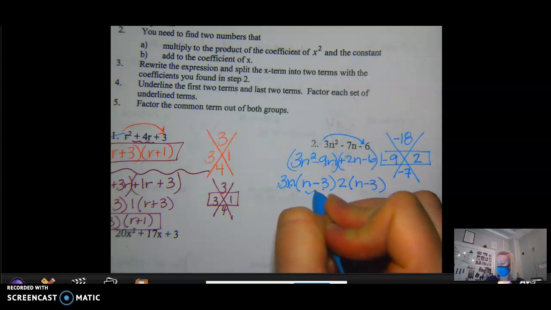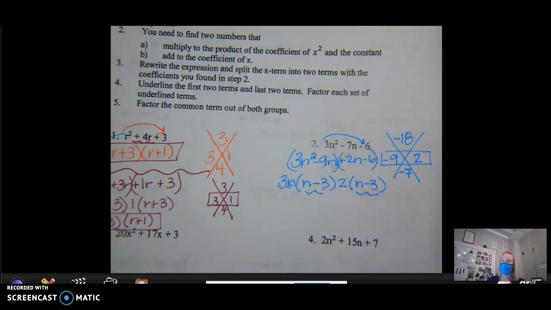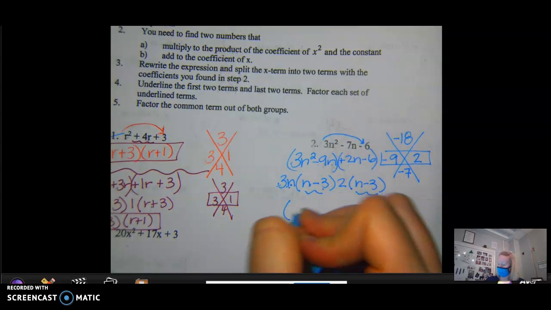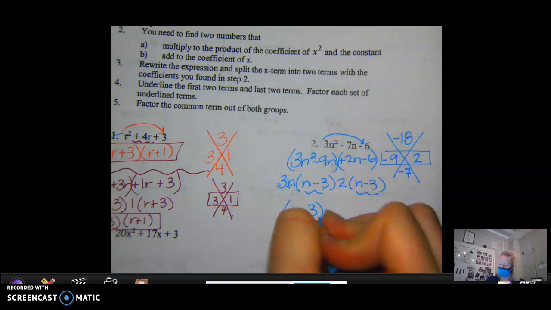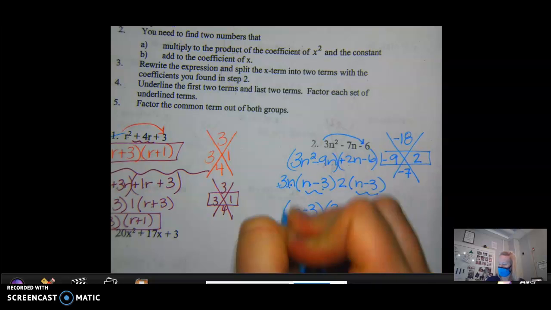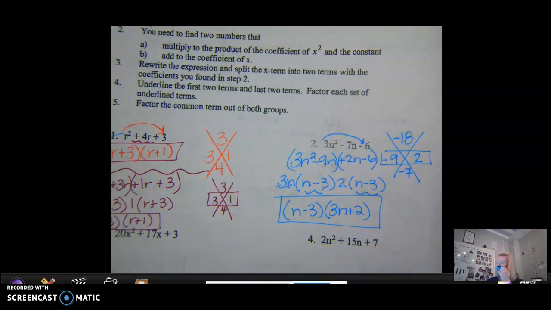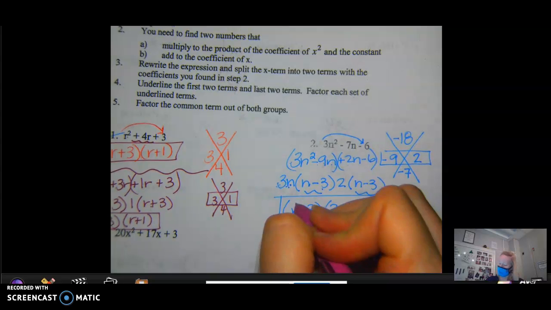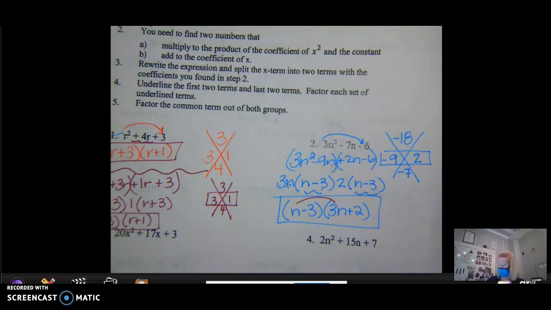Quick check. This guy should be the same as this guy, and it is. So my 2 answers are, what's one of them? And what's my second answer? 3n plus 2. Good job. Is there a way to check your answer? Yeah. You could FOIL it, right?